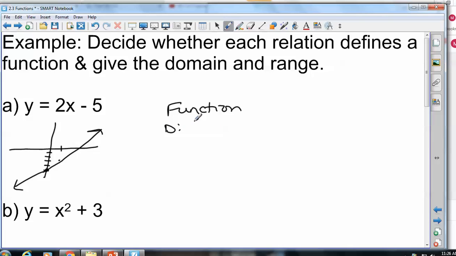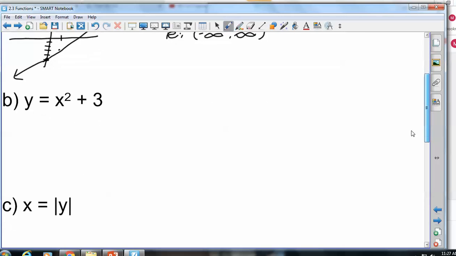What would my domain be? Negative infinity, positive infinity. What's our range? Same thing. As long as your line isn't horizontal or vertical, that will be the case for every line.